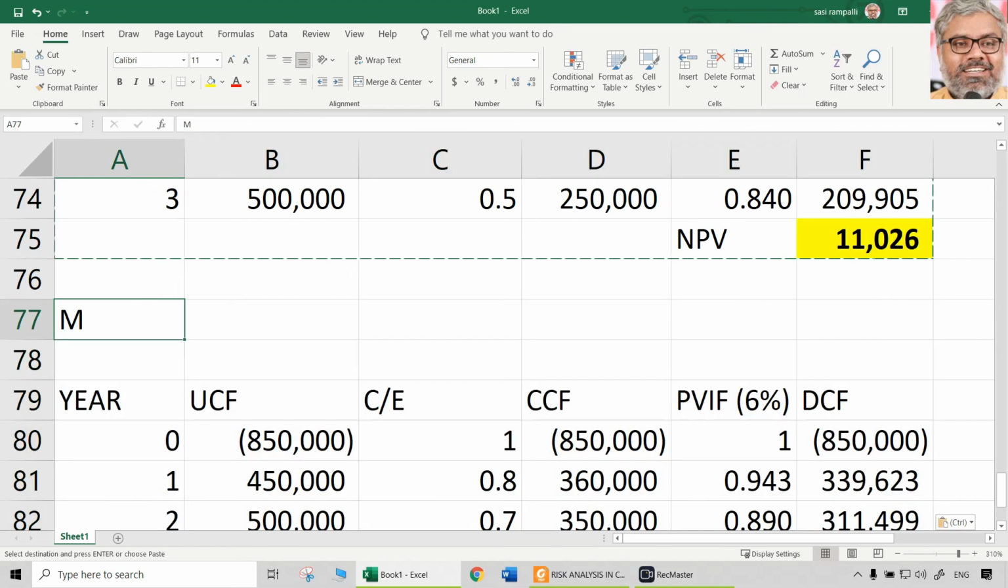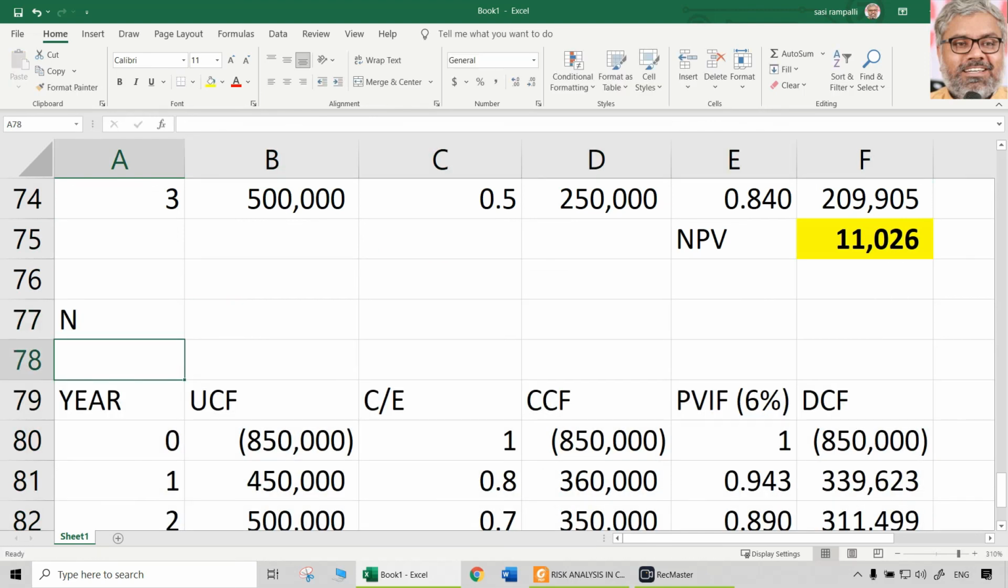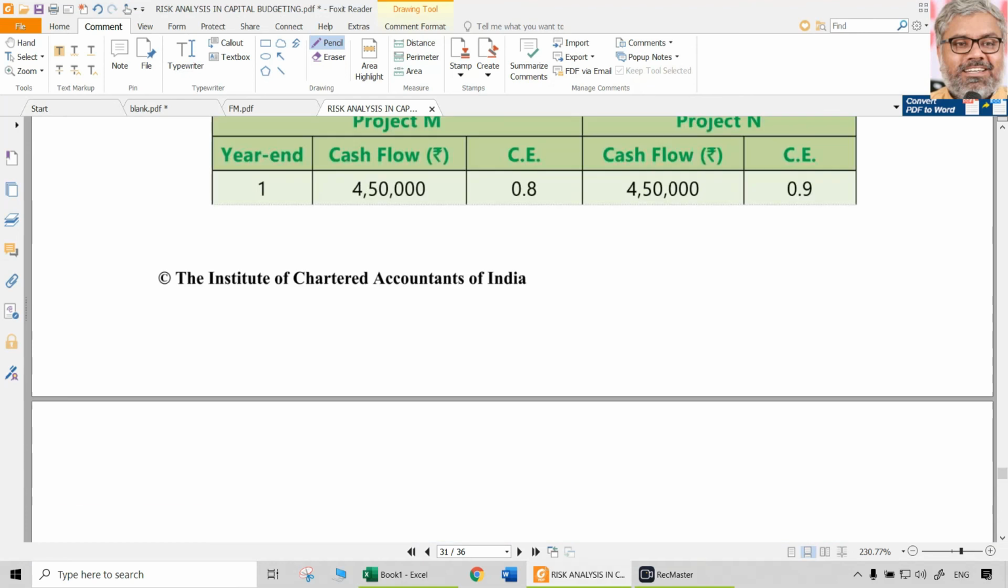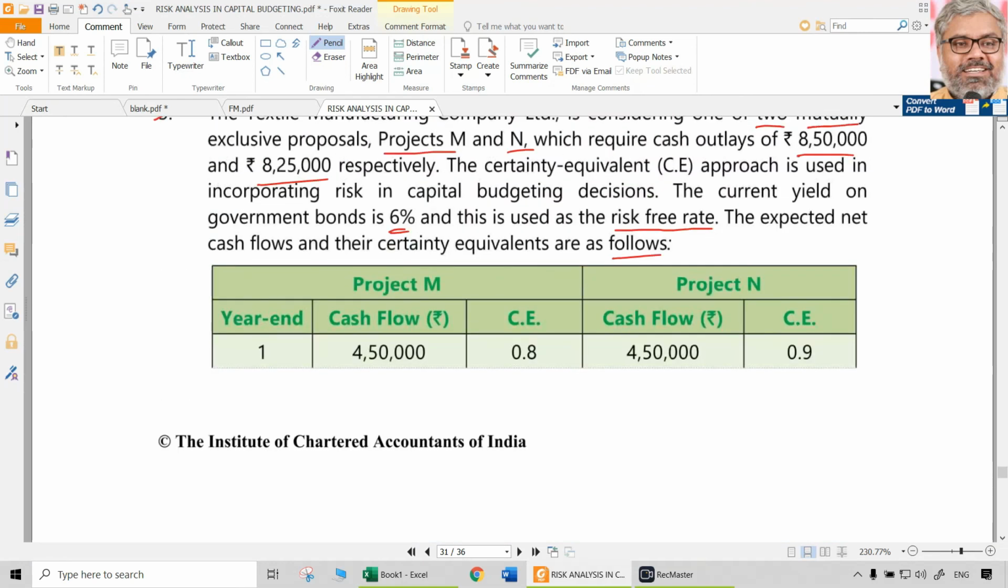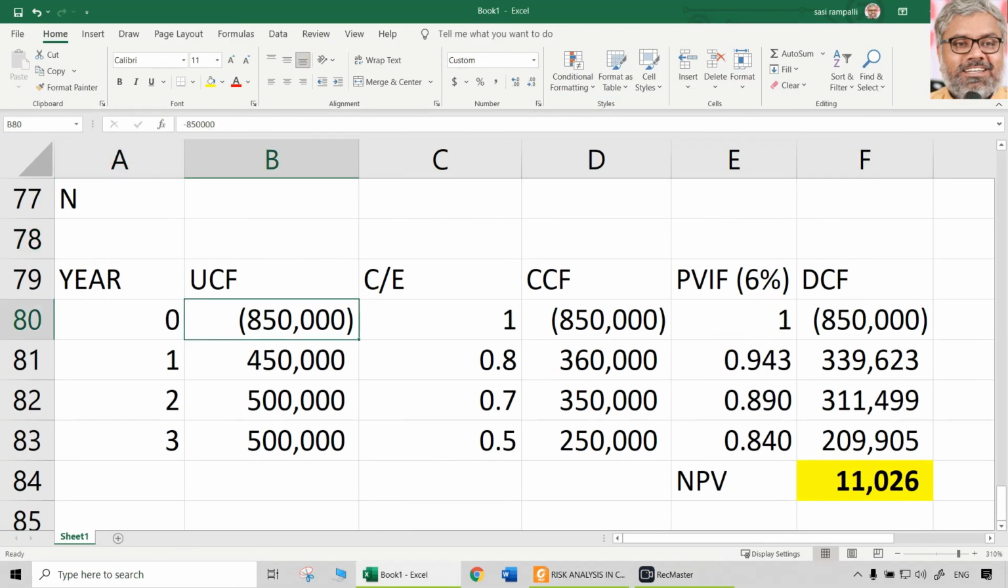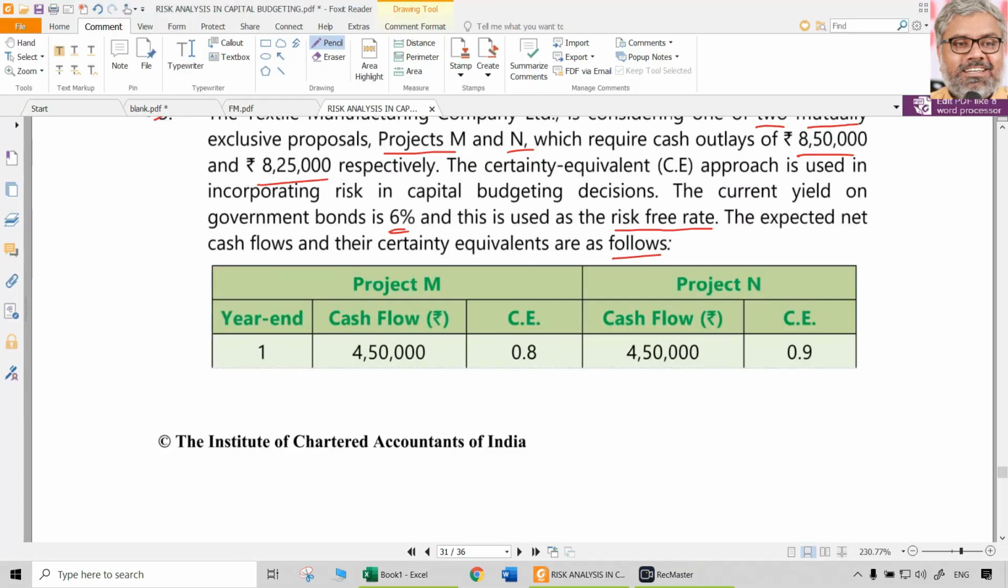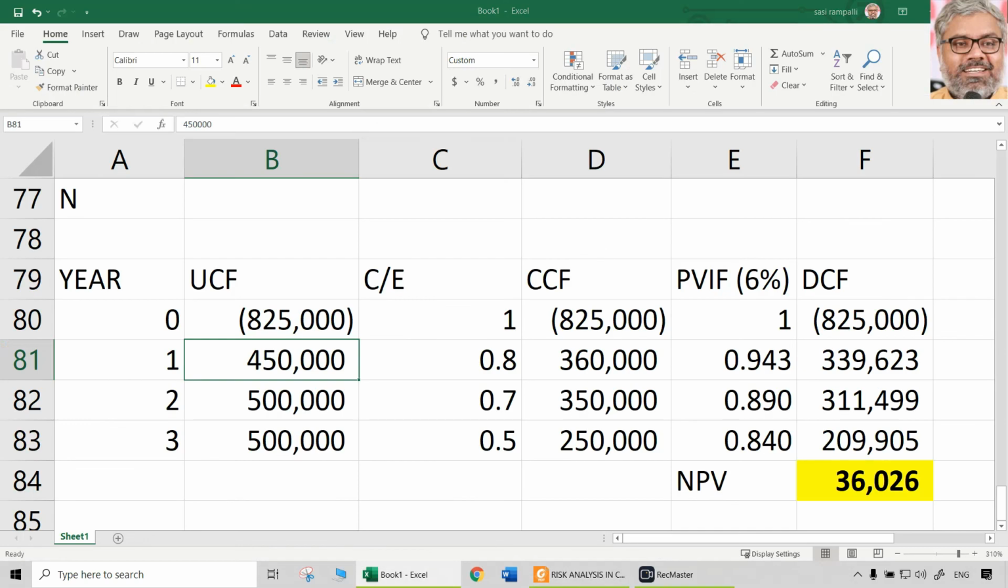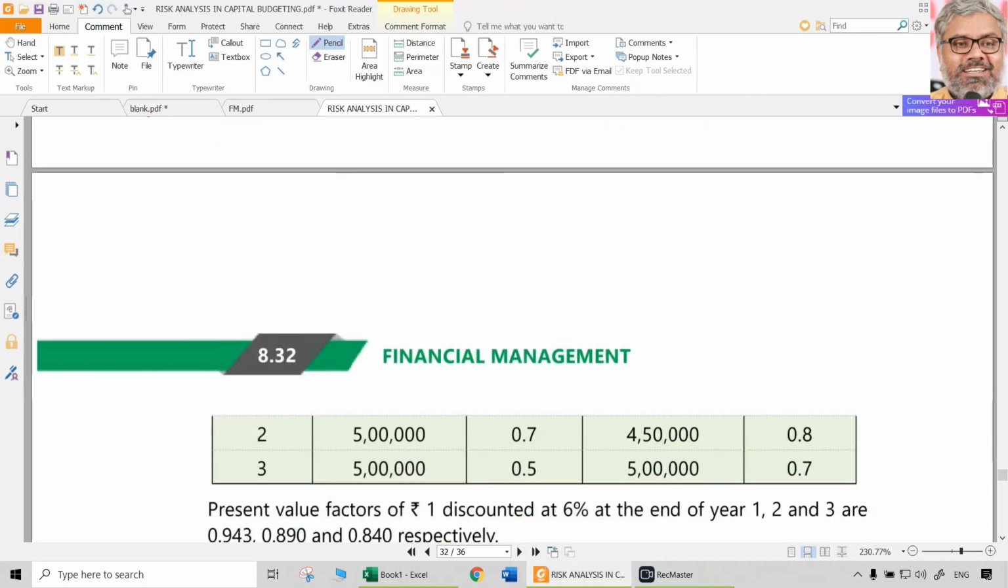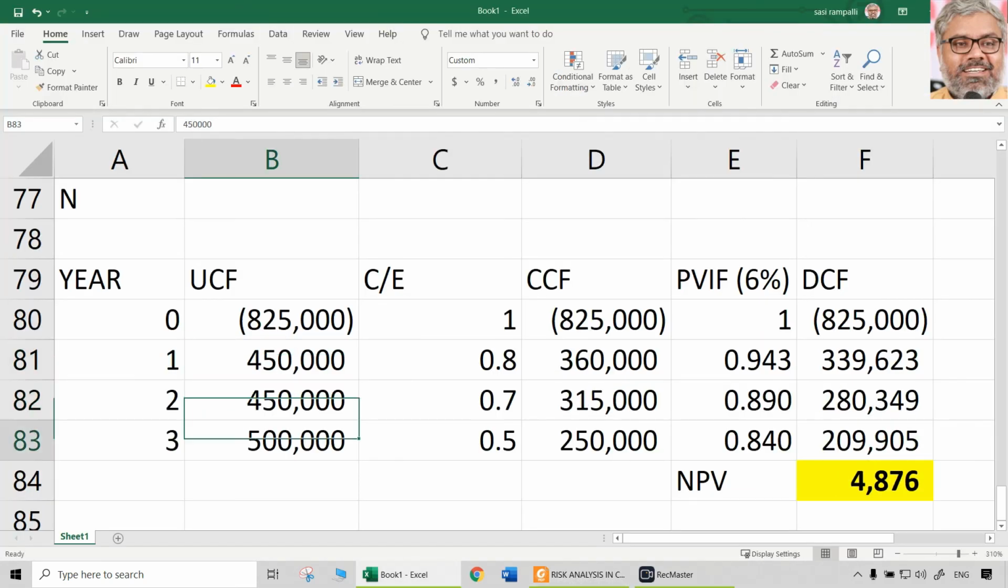Same thing can be done for project N also, but the cash flows will certainly change. For project N, initial cash outlay is minus 8,25,000. Then first year cash flow same 4,50,000. Second year cash flow also 4,50,000. Third year cash flow 5 lakhs.